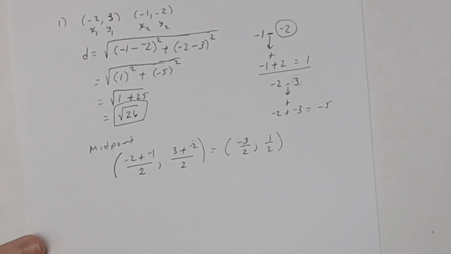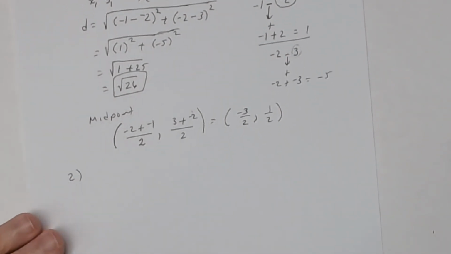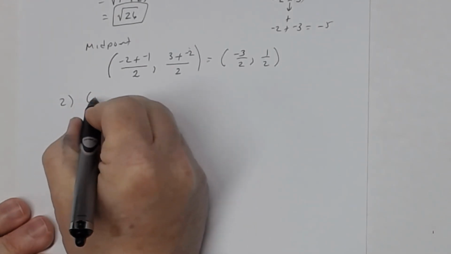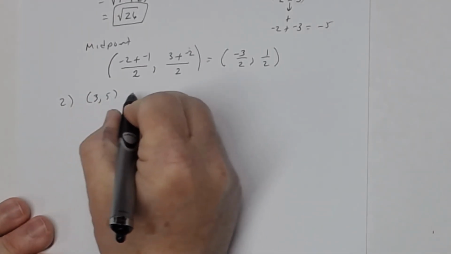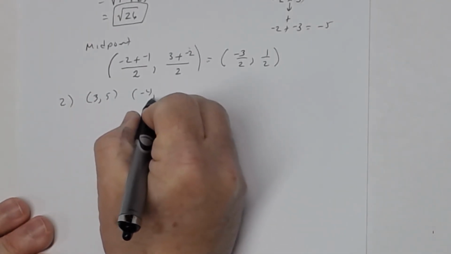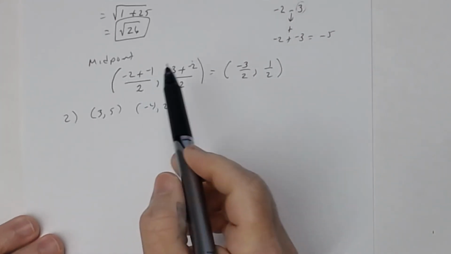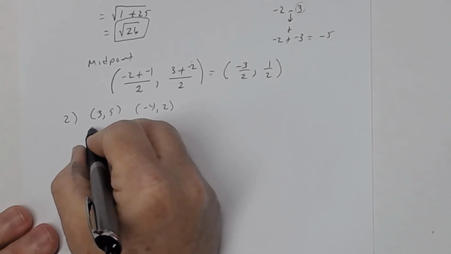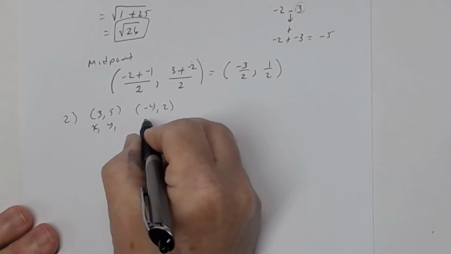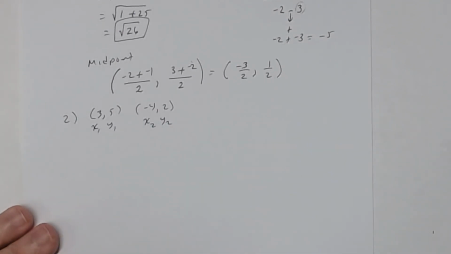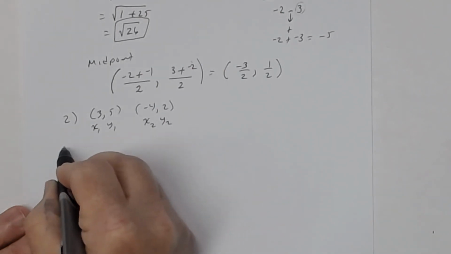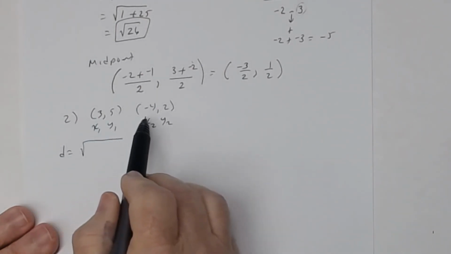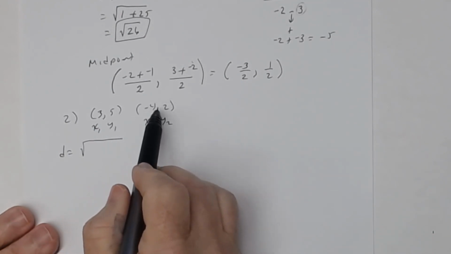Okay, let's look at number 2. So number 2, I'm going to go ahead and put number 2 here. I think I have enough room. So number 2, the endpoints are 3, 5, and the other one is negative 4, 2. So just like we did in the previous problem, let's go ahead and label these coordinates. So this will be x1, y1, and then x2, y2. And so let's do the distance first. So this would be the square root of. Now remember, you're going to subtract your x coordinates. So let's start with x2.